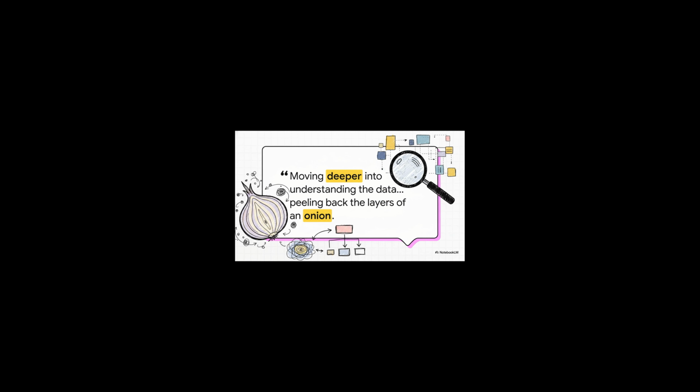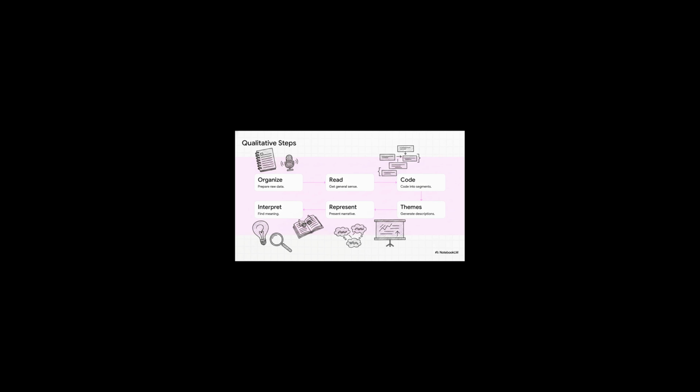So what on earth do they do with all that messy human data? Well, this brilliantly illustrates it. Qualitative data analysis is a process of moving deeper and deeper into understanding the data, peeling back the layers of an onion. You aren't just plugging numbers into a neat little formula here, you are systematically searching for deep meaning. And here is exactly how that inductive coding process works.